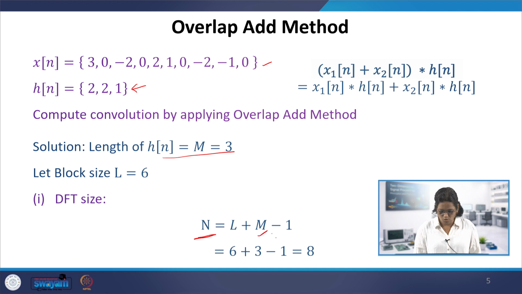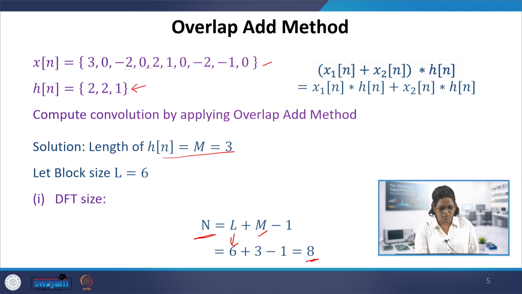So M is known, which is 3, and this is minus 1, and L needs to be fixed. That means the segment length needs to be fixed. This can be fixed by knowing the result of the convolution. N is going to be 2 power of something. So 2 power 4, or 2 power 3, or anything. So here let's take this 2 power 3, that's going to be 8. So in that case L equals 6. This is also the way to fix the segment length L. So this N will be used and the DFT size would be this 8.